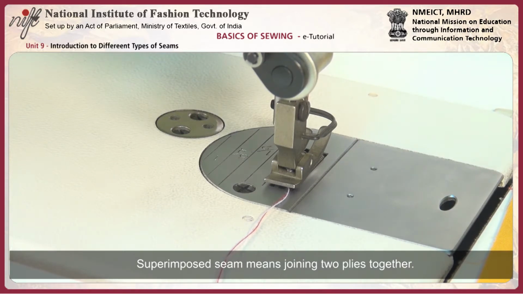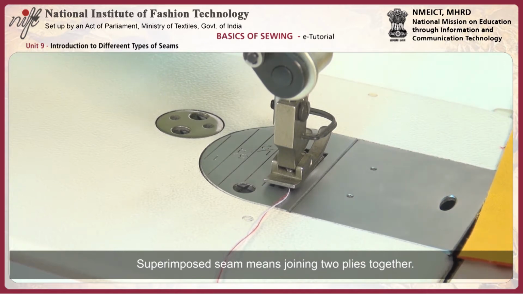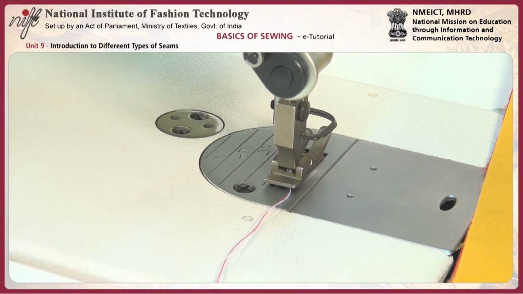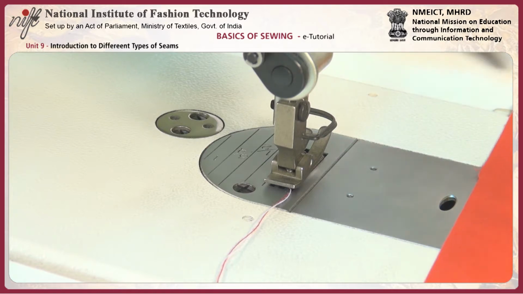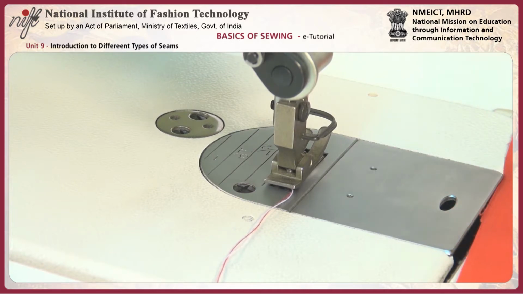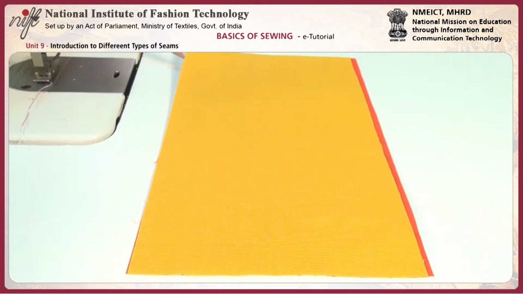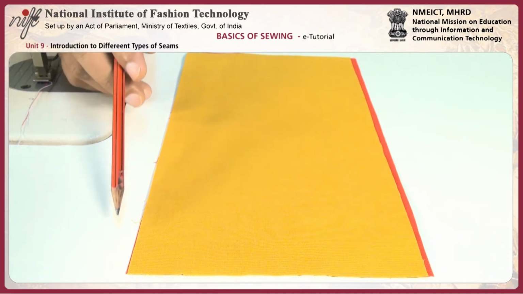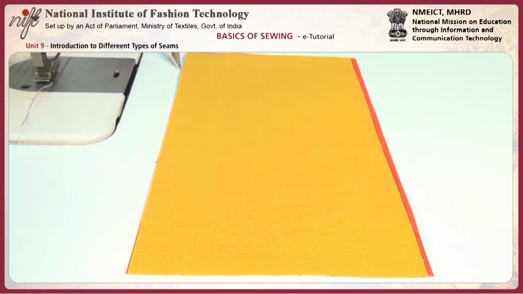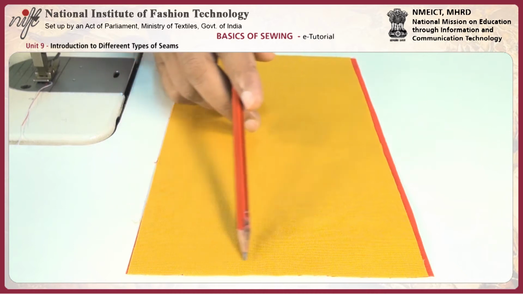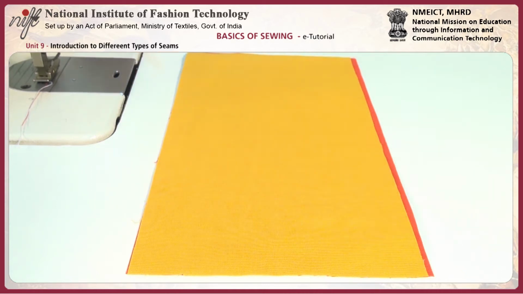Exercise: Superimpose seam. Superimpose seam means to join two plies together. The dimension of the fabric is 10 inches lengthwise and 6 inches widthwise. Here we are using two different colors to identify easily which is the lower ply and which is the upper ply. This is the demonstration of the superimpose seam. The dimension of the material is 10 inches lengthwise and 6 inches widthwise.